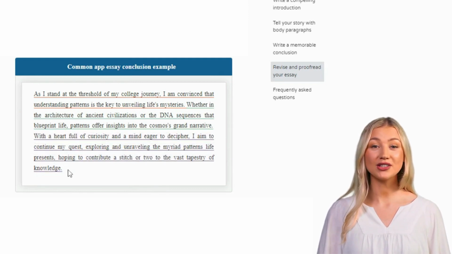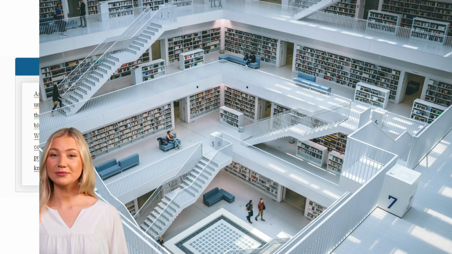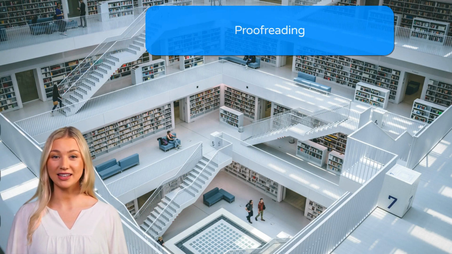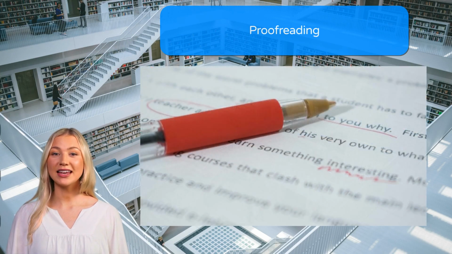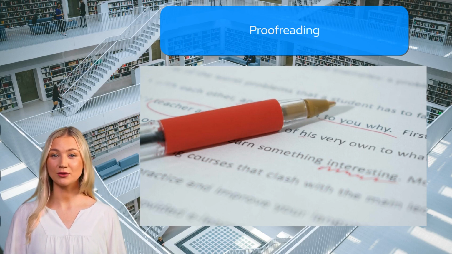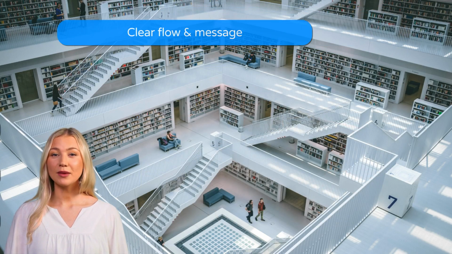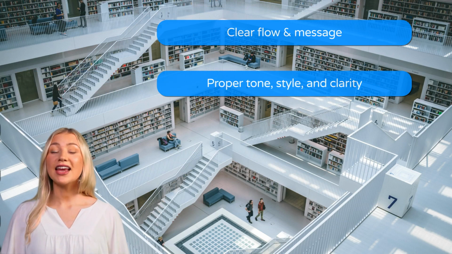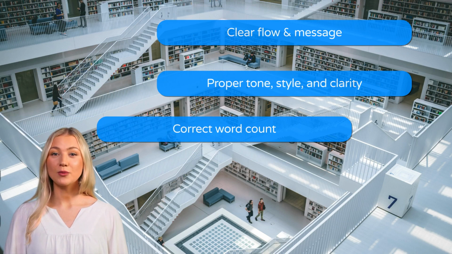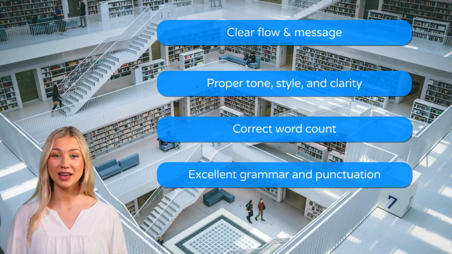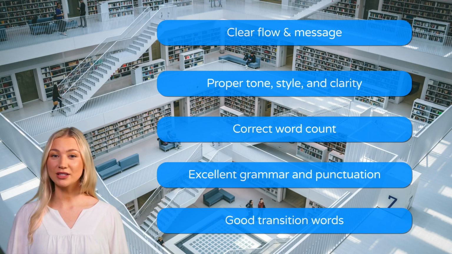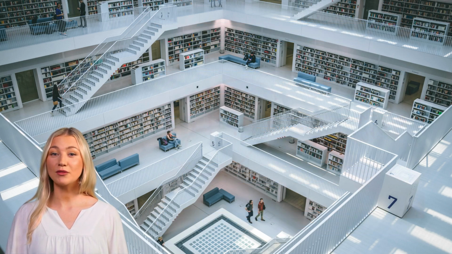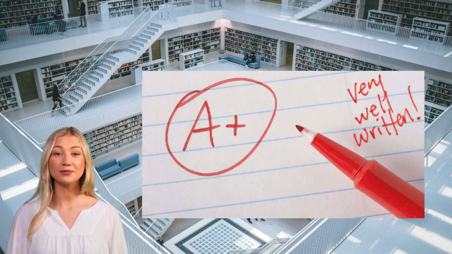But we have one final step: proofreading. The last step is proofreading our essay and revising it if we catch some mistakes. Here is a full checklist for you when proofreading. First, make sure your essay has a good flow and a clear message. Check your tone, style, and clarity. Make sure to meet the word limit. Check for grammar, spelling, and punctuation mistakes. And finally, make sure to use the right transition words to connect your story. By proofreading, you now have a well-written and error-free Common App essay.